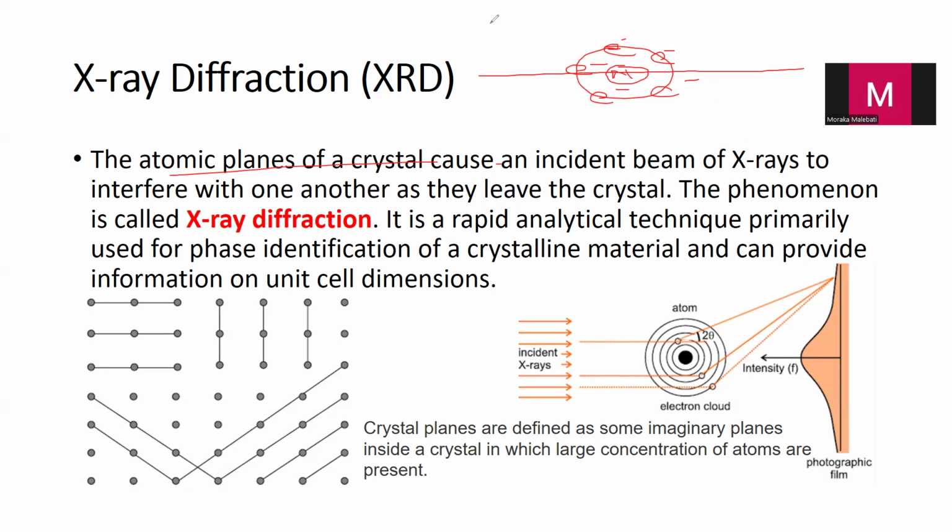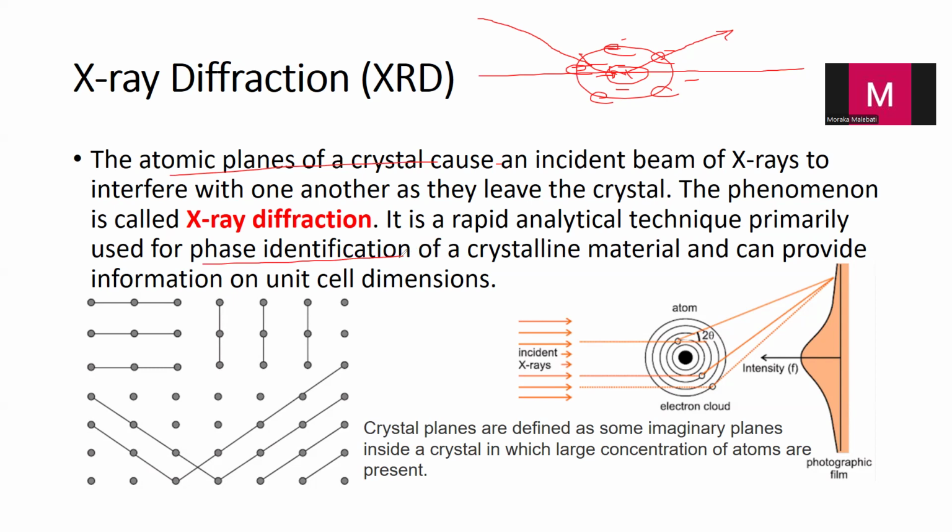That is to say, the X-ray tube gives us the beam of X-rays. Now, these X-rays would be incident on the atom, and the atomic plane would now diffract these rays. X-ray diffraction is a rapid analytical technique, primarily used for the phase identification of a crystalline material, and can provide information on unit cell dimensions.